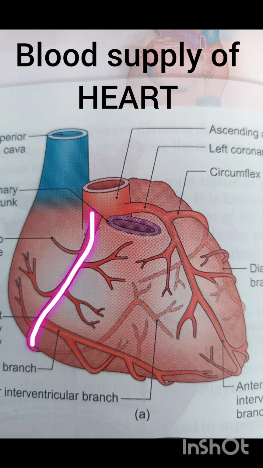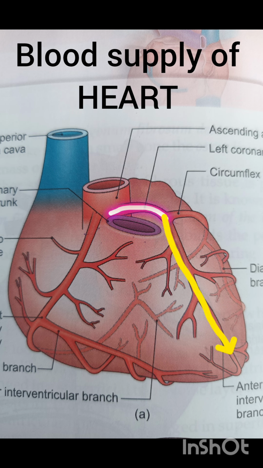The right coronary artery extends downwards, and here it gives off a branch, the marginal branch, which runs towards the right margin of the heart. Then the right coronary artery continues further and goes behind, across the coronary sulcus, posteriorly, and it again gives off a branch over the posterior interventricular groove, that is the posterior interventricular branch. Then it continues further.